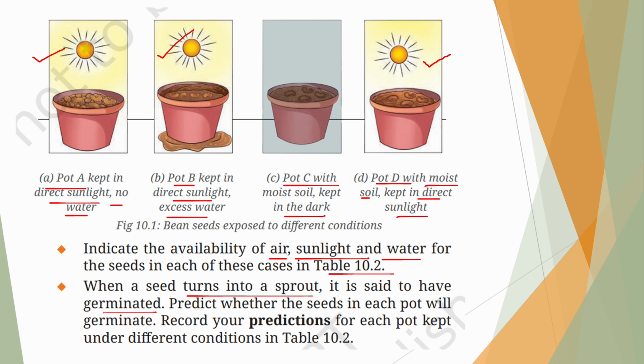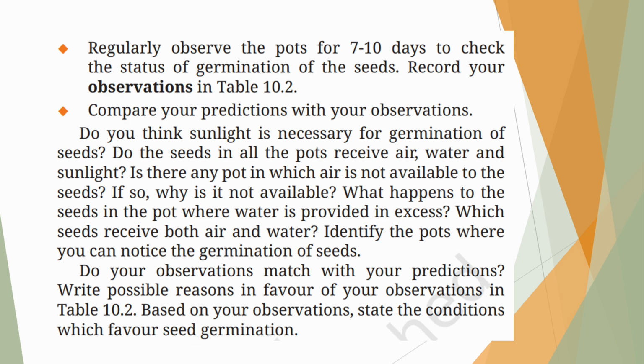Predict whether the seeds in each pot will germinate. Record your predictions for each pot kept under different conditions in table 10.2. Regularly observe the pots for 7 to 10 days to check the status of germination of the seeds. Record your observations. Then compare your predictions with your observations.